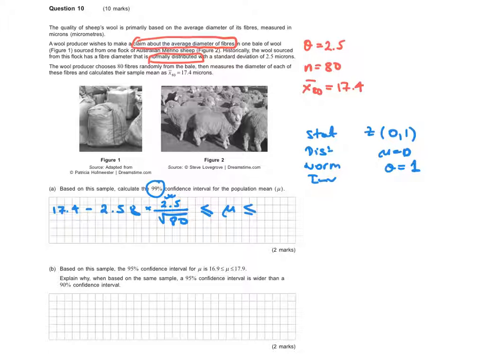So it's okay if we have less than or equal to, as it's a continuous random variable, so it's not going to make any difference. And then on the other side we do the same, but plus 2.58 times standard deviation over the square root of 80. Now if you calculate this, it should give you the answer 18.1 as the upper bound and 16.7.